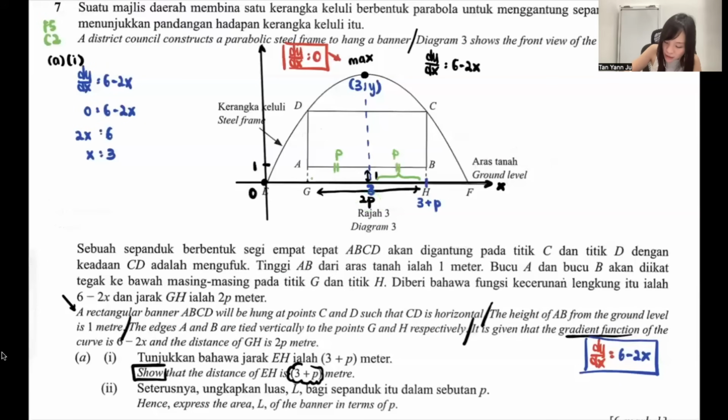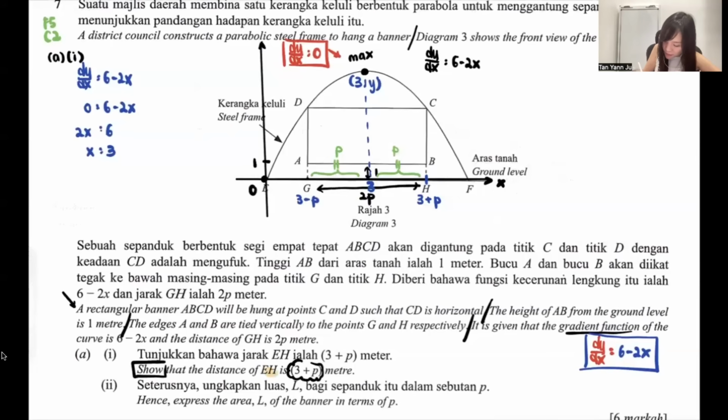Then for the left side, this gap is p. So you are at 3, but you are more to the left by p. So isn't it, you should be 3 minus p. Okay? I think you guys already know the answer. Okay, everyone see? Now this question wants to find the distance from E to H.